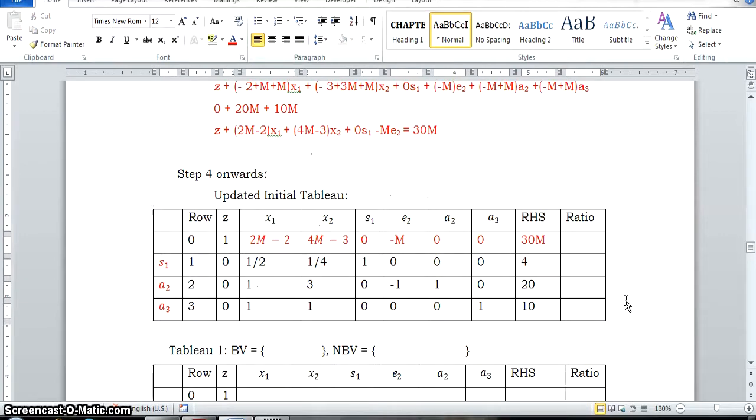Because we are solving a minimum problem, the variable with the most positive coefficient in row 0 should enter the basis. Because 4M minus 3 is greater than 2M minus 2, variable x2 should enter the basis.